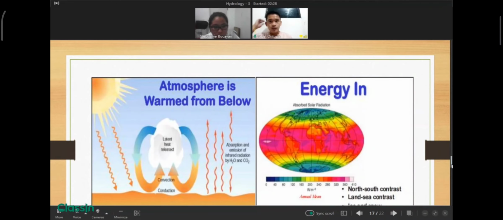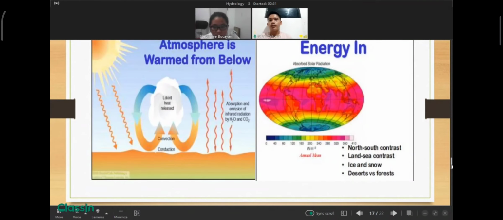Ayan. So, atmosphere is warmed from below and energy.